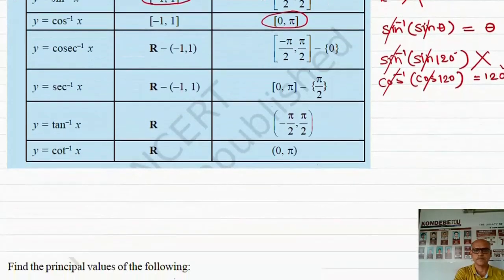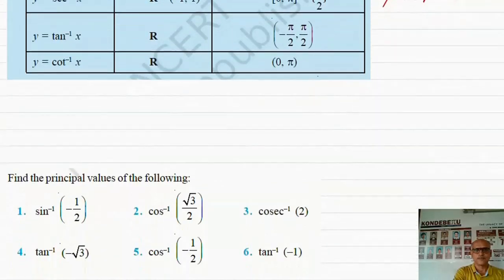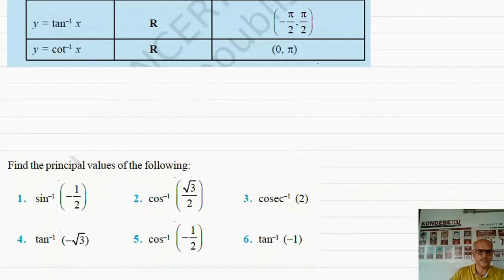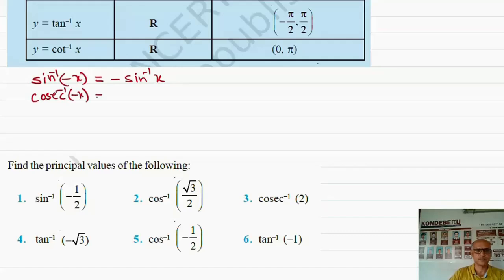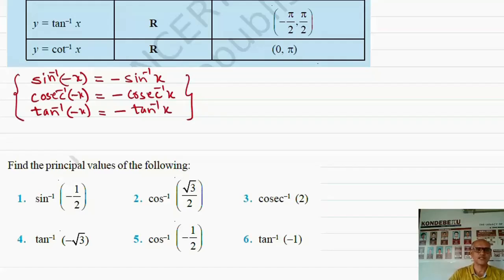Along with this, some formulas or properties you are required to know. First one: sin inverse of minus x will be minus sin inverse x. Similarly, the reciprocal of sin theta is cosec theta, so cosec inverse of minus x will be minus cosec inverse x. And tan inverse of minus x will be minus tan inverse x. These three you can take as one group.